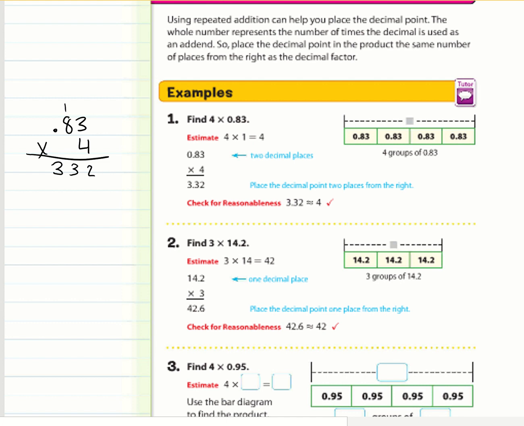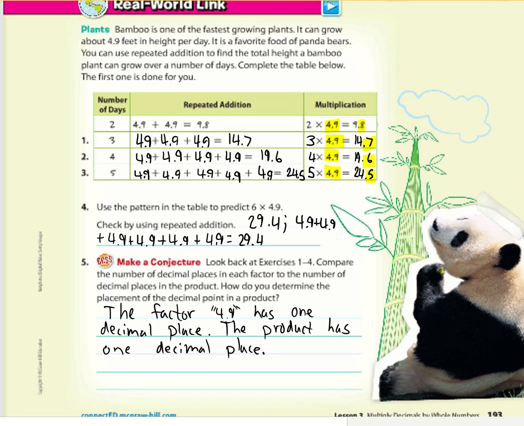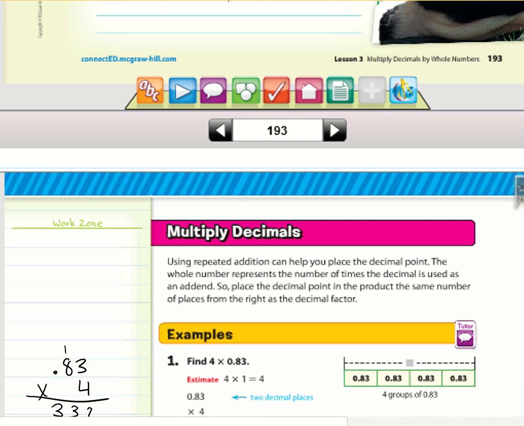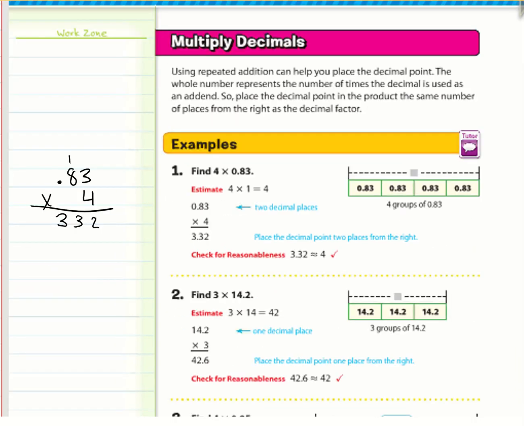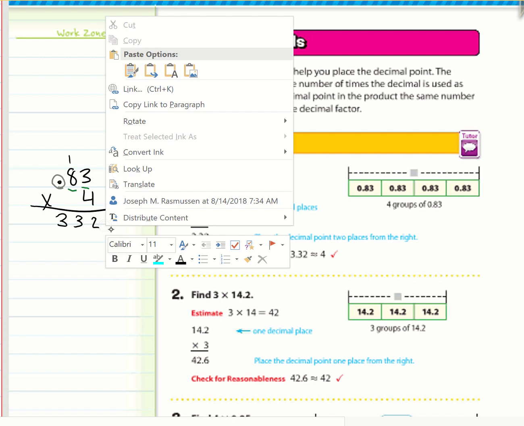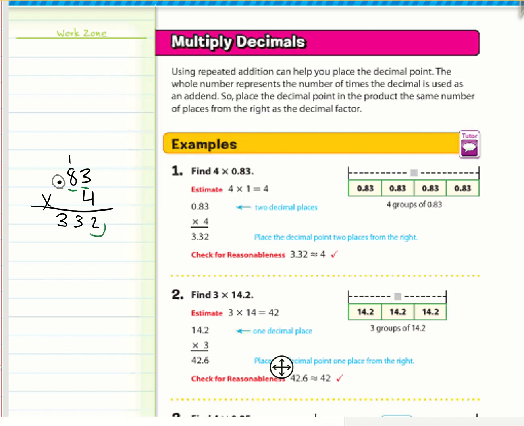So now we have to decide, where's the decimal place going to go in our product? If we look previously at the real world, we said there was one decimal place after one of the factors in 4.9 or 4 9/10. So I'm going to look at this, and I'm going to see that from this decimal right here, we have 2 numbers to the right of that decimal. And since we have 2 digits to the right of that decimal, I'm going to start at the end, and I'm going to create 2 loops.